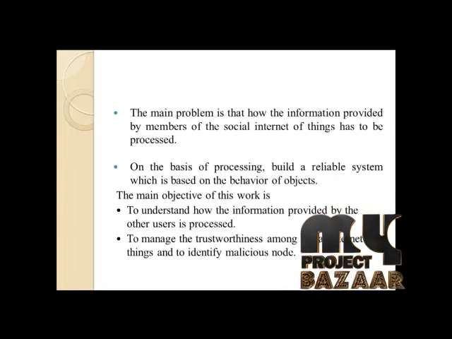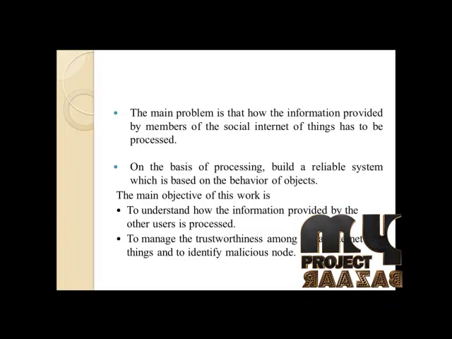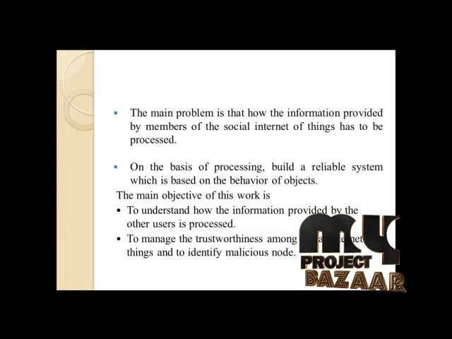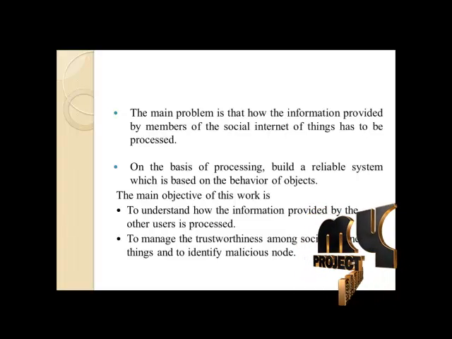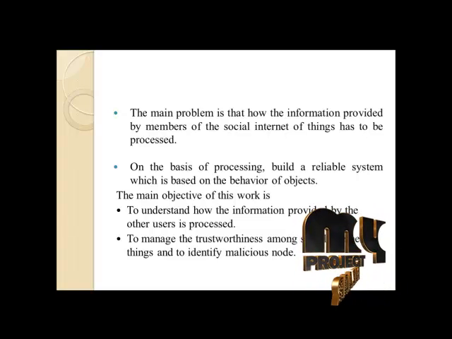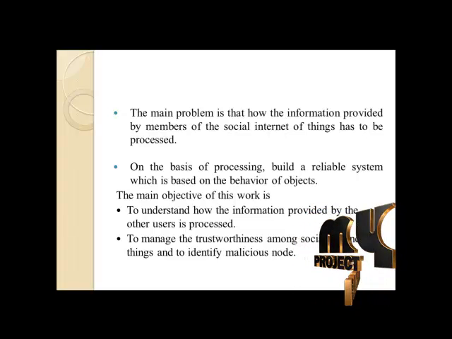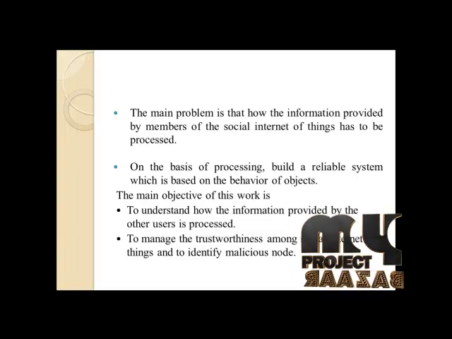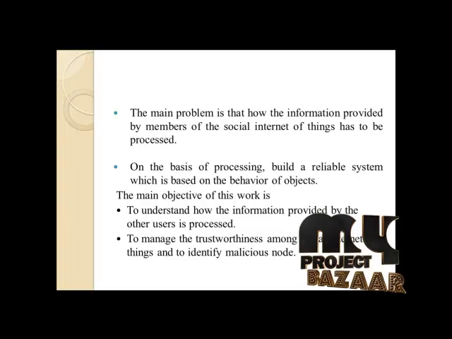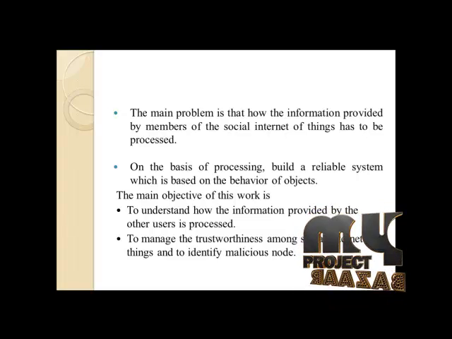The main problem is how the information provided by the members of the social Internet of Things has to be processed. On the basis of this processing, we build a reliable system which is based on the behavior of objects. The main objective of our proposed work is to understand how the information provided by the other users is processed, then to manage the trustworthiness among the social Internet of Things, and to identify the malicious node based on the trust value evaluated during the information transaction in the network.